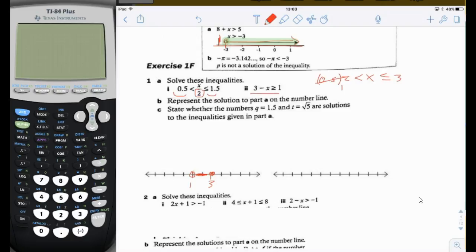So 3 minus x is greater than or equal to 1. Now in this case we want to get x by itself again, so we're going to subtract 3 from both sides. We're going to get negative x is greater than or equal to 1 minus 3. Then we're going to have negative x is greater than or equal to negative 2. And now here we're going to have to do something a little bit tricky. Did you know that if you multiply both sides of an inequality by a negative number that you reverse the sign? Well, let me show you why that's true.